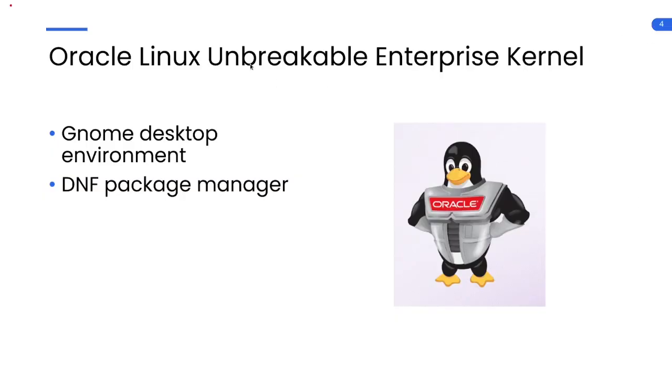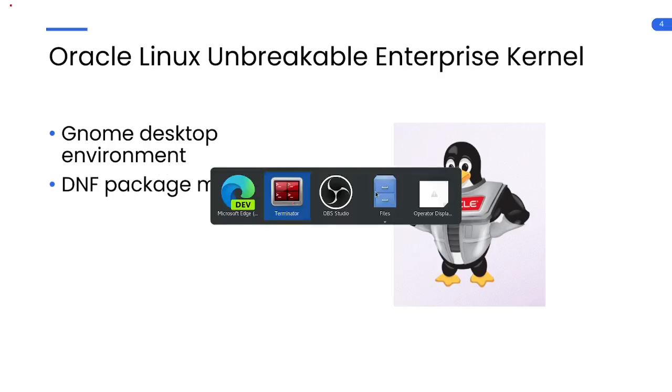We ship our software with this particular Linux distribution. So we run on Linux, and specifically we run on the Oracle Linux Unbreakable Enterprise kernel. It's a specific release of Oracle Linux. It's a Red Hat based distribution. If you're already familiar with Linux, it ships with the GNOME desktop environment and the DNF package manager. So why am I saying this?